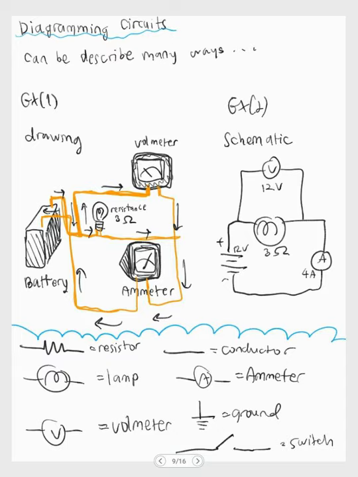Let's move on to diagramming circuits. It can be described in many ways. For example, for the first one, we can use a drawing like this, or we can use schematic diagrams like this. It's actually very well known, and here are some very common examples of these schematic diagrams.